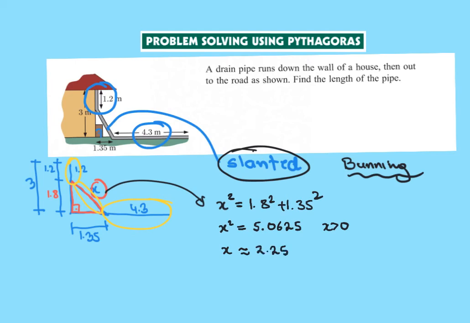2.25. Did we have any units? Yes, we did. Meters. Now we have the length of x, but we do need to find the length of the pipe.